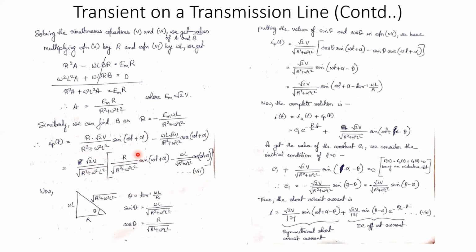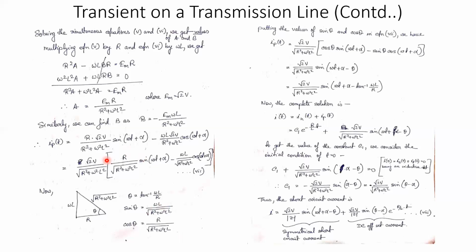So now we have a sine component and a cos component. Now what do these two mean? These two can be obtained from our impedance diagram, where R is the base, omega L is the perpendicular, and the hypotenuse is root over R square plus omega square L square. Theta is the angle here. Now we know that theta is equal to tan inverse omega L by R, and sine theta is equal to omega L by root over R square plus omega square L square, and cos theta is equal to R by root over R square plus omega square L square.